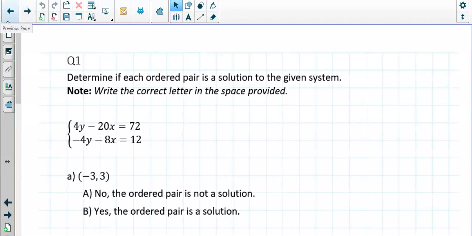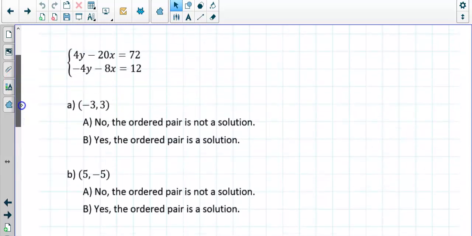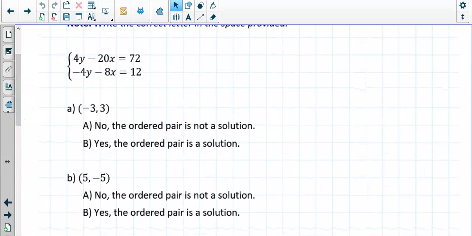Question 1. Determine if the ordered pair is a solution to the given system. Write the correct letter in the space provided. You got two of these where they give you the points and they want to know, is it a solution? How do we check that? You can actually solve it, absolutely, but there's an even easier way. Plug them in. And remember, to be a solution, it has to work in both equations. It has to be true in both.